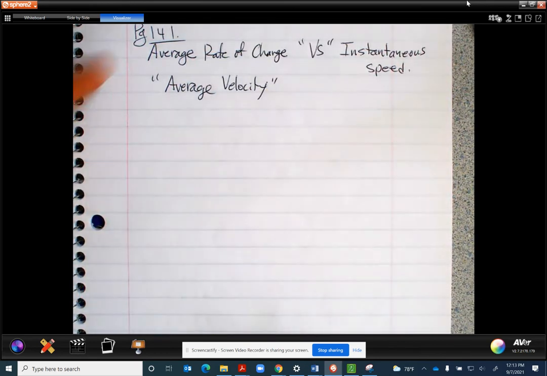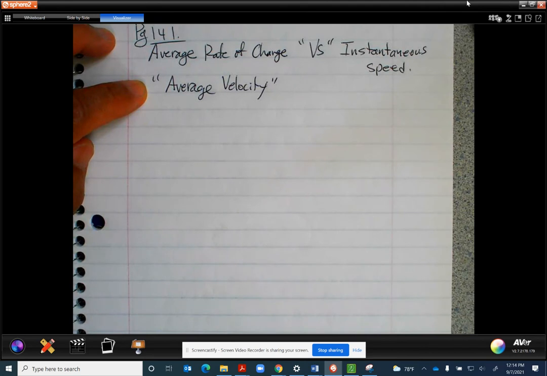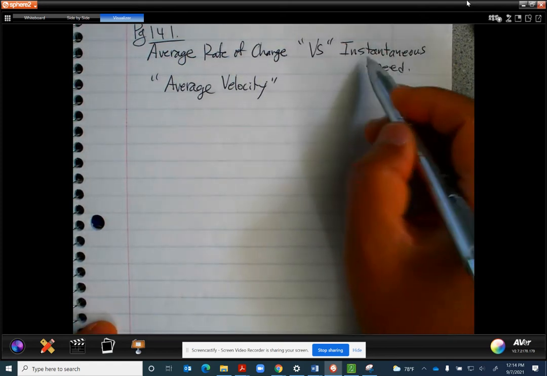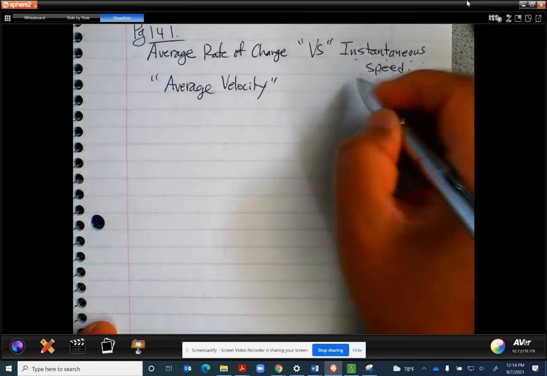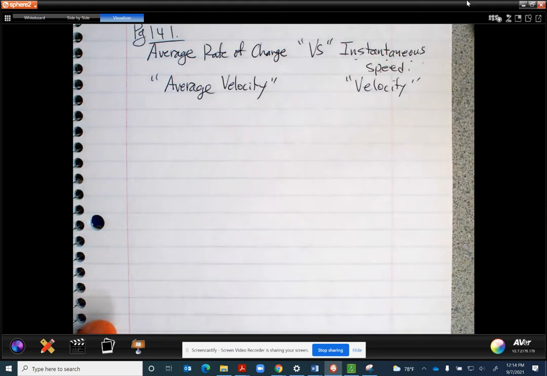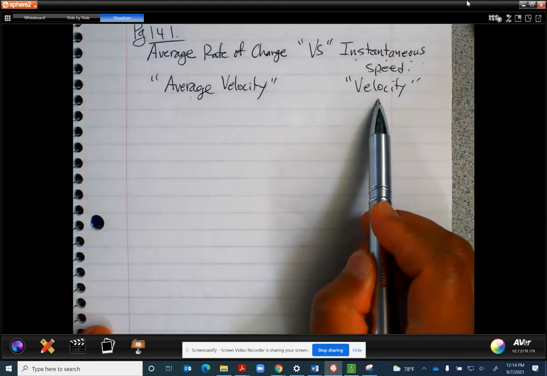All right, so sometimes they're going to call it average rate of change, but I don't want to call it average rate of change all the time. So can I just call it average velocity? Is that okay, guys? Because remember I said rate of change is like velocity? All right, so instantaneous speed will be velocity. Okay, so this is average velocity, and this will be the actual velocity at that moment.